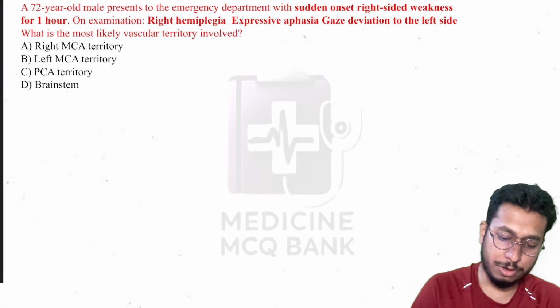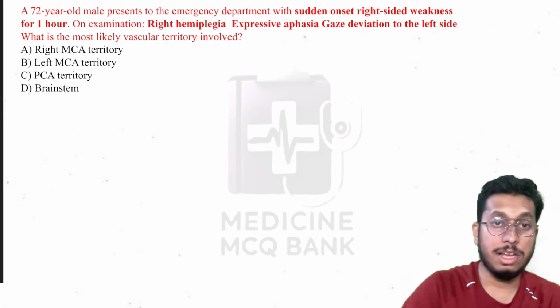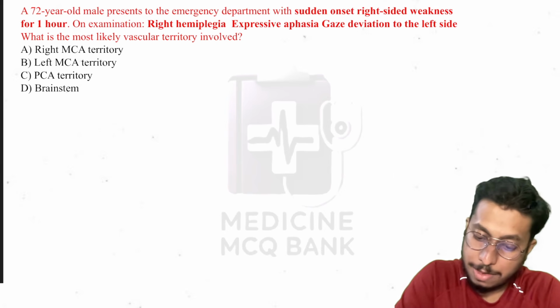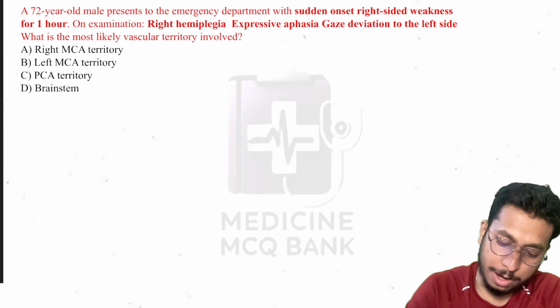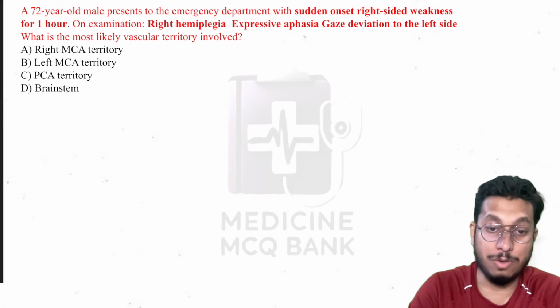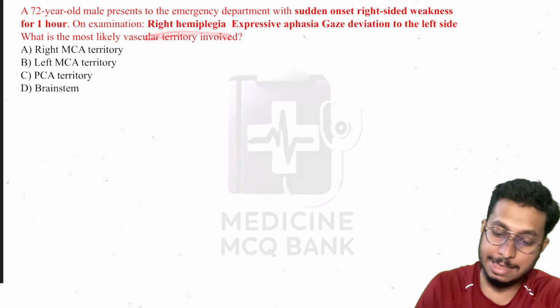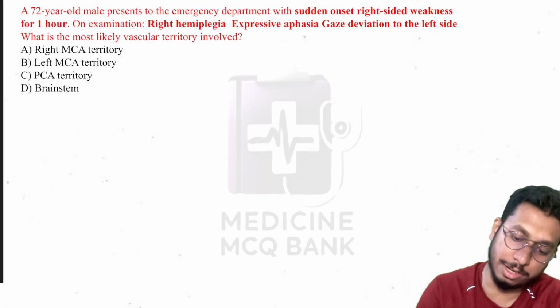Now coming to the next question. Here what you can see, a 72-year-old presents in the emergency department with sudden onset right-sided weakness. There is 1 hour duration. On examination, right-sided hemiplegia is present. Okay, so right-sided weakness, right-sided hemiplegia has been confirmed in the examination. There is expressive aphasia, gaze deviation to the left side, most likely vascular territory.